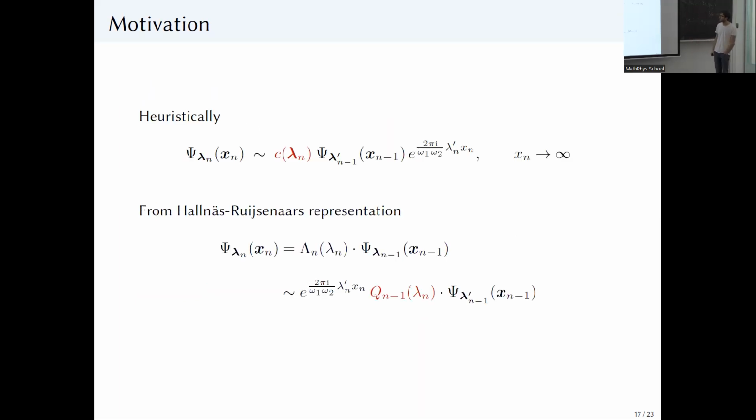And now let me consider the Ruijsenaars representation again and consider the same type of limit in it. So if you just took the explicit form of this lambda operator in this representation, then what you obtain in this limit is precisely the Q operator I defined previously. This is marked with red here.